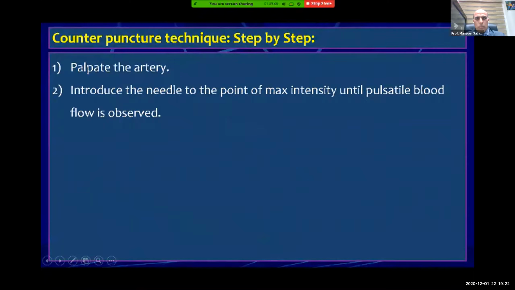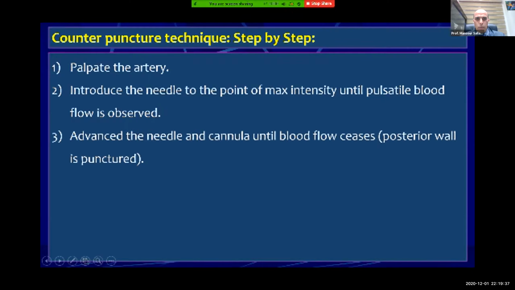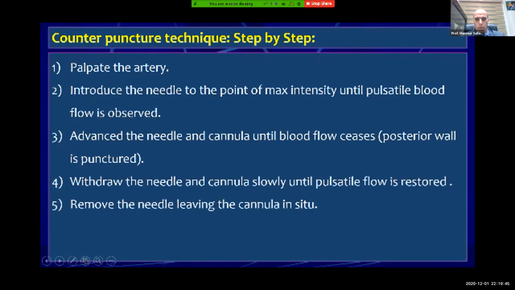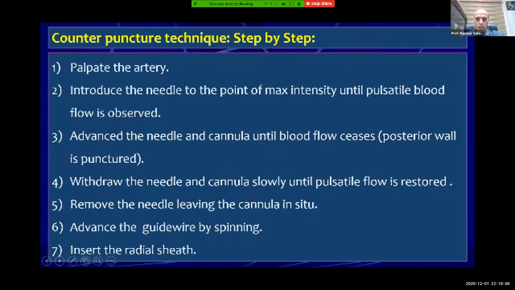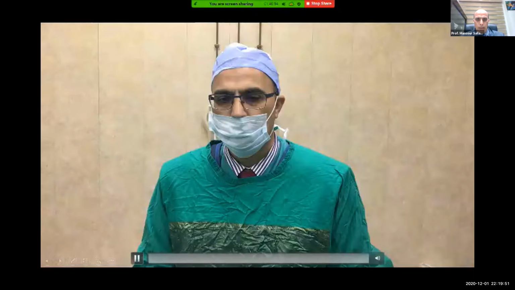So compared to the counter puncture technique, what are the differences? Palpate the artery also. Introduce the needle to the point of maximum intensity until pulsatile blood is observed. Here we cannot insert the sheath, but we have to advance the needle and the cannula until blood flow ceases. So now we are transfixing the posterior wall of the artery. Withdraw the needle and the cannula as usual. So this is the only difference.